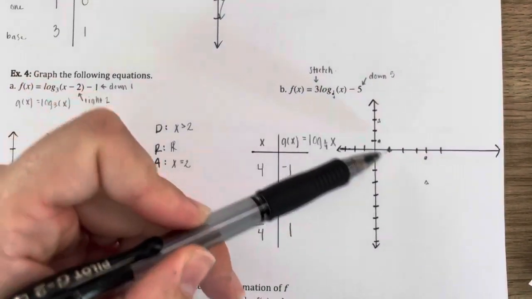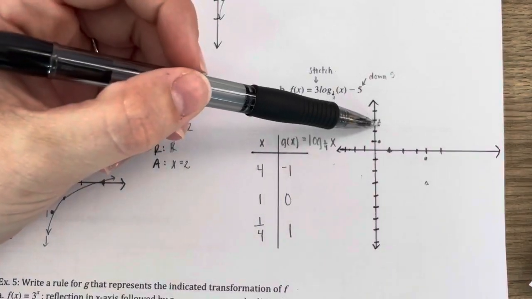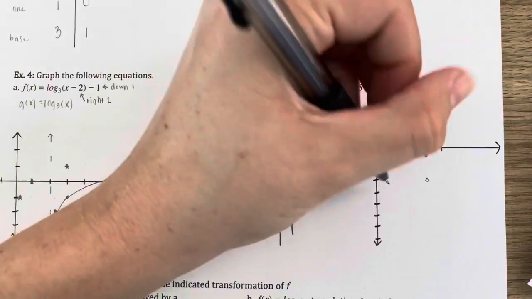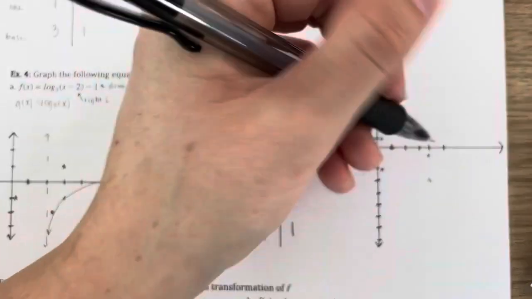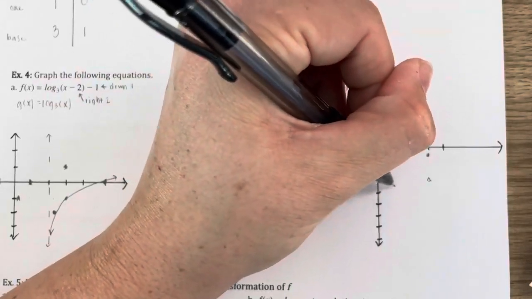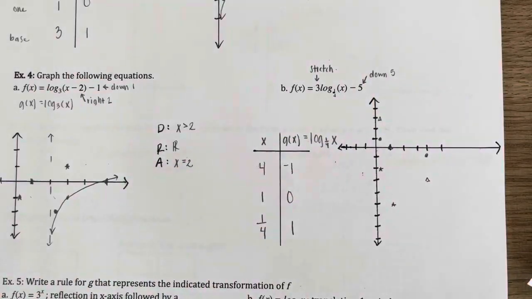So I have these 3 points now, and then I need to translate each of those points down 5. So (1/4, 3), if I move down 5, is going to become (1/4, -2). And then (1, 0), if I move down 5, is going to become (1, -5). And then that was (4, -3), so if I move down 5, I'm going to end up at (4, -8).